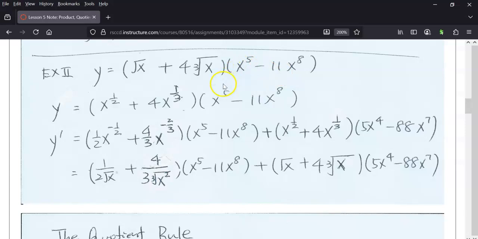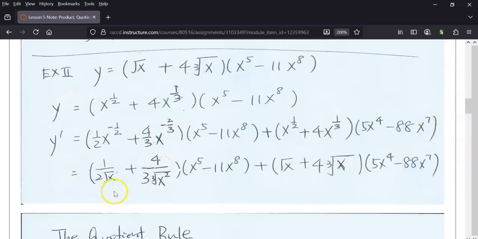Once again, just like with the power rule, before you differentiate, anything radical would be nice to change into rational exponents. So this is equivalent to x to the 1/2 power, and this is equivalent to x to the 1/3 power, which is the cubic root. Then from here we take the derivative of the first term, which is 1/2 x to the negative 1/2 power, plus 1/3 times 4, so we have 4/3 times x to the negative 2/3 power, times the second term. Then plus the first term times the derivative of the second term, which is 5x to the 4th minus 88x to the 7th power.